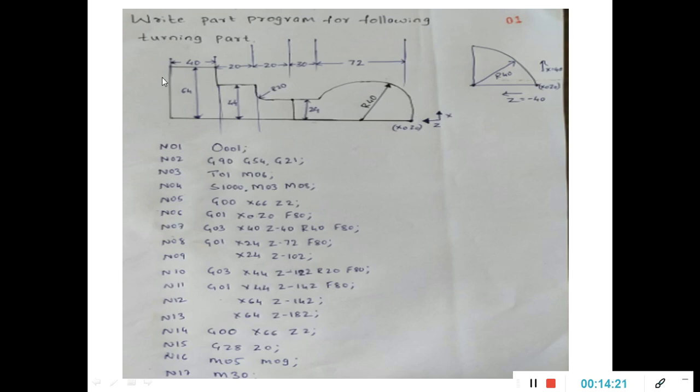After completion of this, G28 U0 W0, home position, the tool must be moved to the reference point with G28. Then the spindle should be off, the coolant should be off, and the program should end. This is the way to write the turning program.